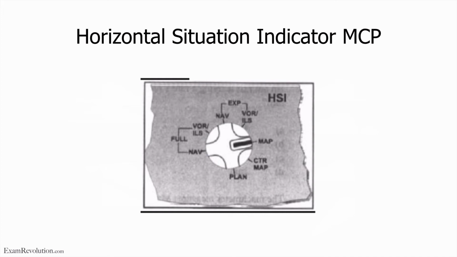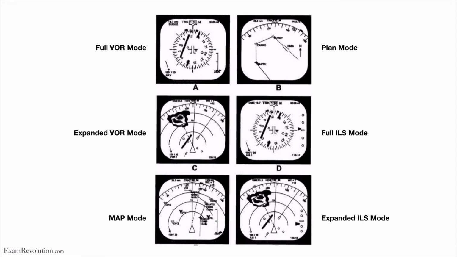Now the first thing I want to show you is the picture that you might see of the MCP, right? The MCP is the mode control panel. Like I've said to you, I've shown you one of a 747, right? This is just a generic one, but you can see it comes down to the same thing. It says HSI, then you've got map mode, center map mode, plan mode, nav full mode, VOR or ILS full mode, nav expanded mode, and VOR ILS expanded mode, right? These are all the different settings that you can toggle through when it comes to the HSI. So it just displays information to you differently. That's all it does.